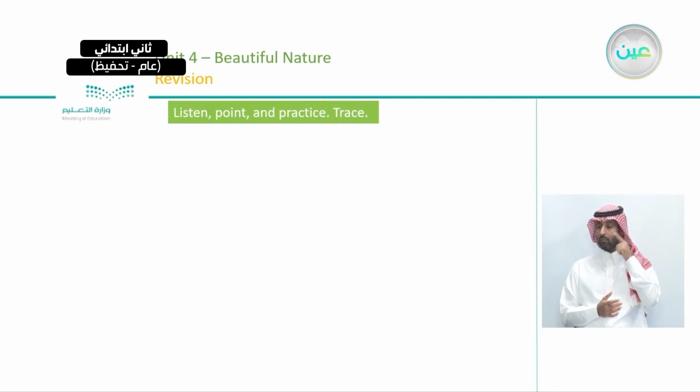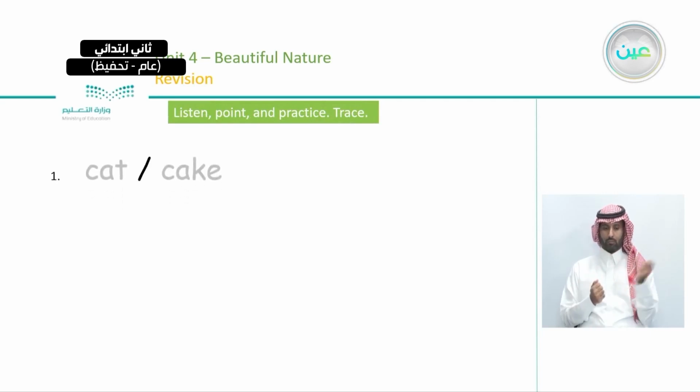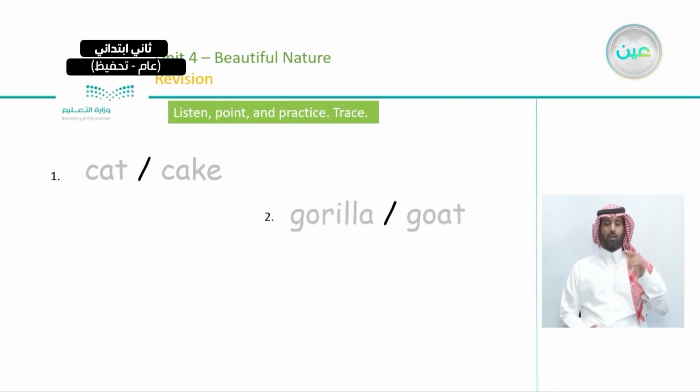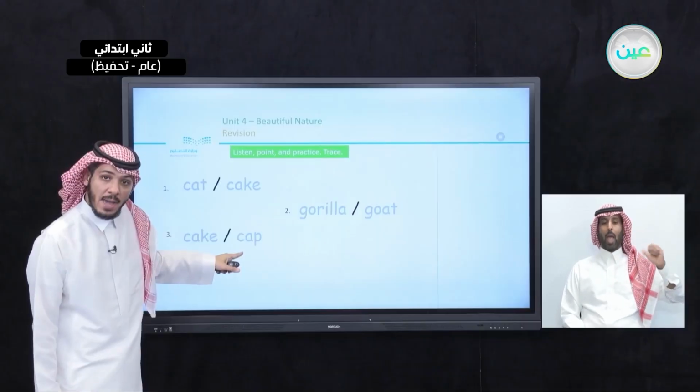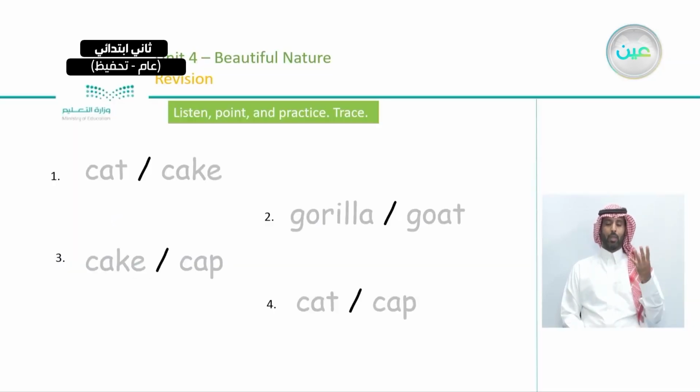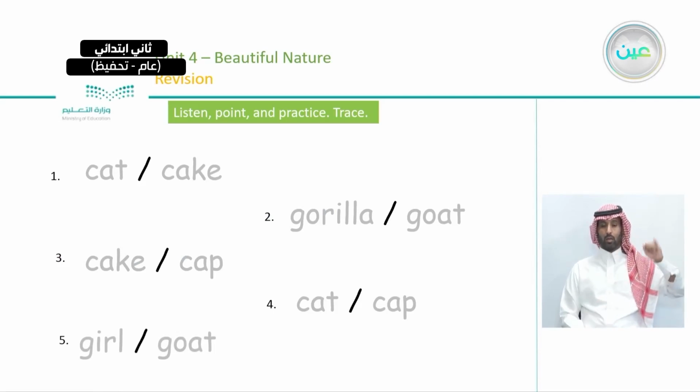Listen, point, and practice, trace. So we have number 1, cat, cake. Number 2, can you read this? Gorilla. Excellent. And goat. That's right. Number 3, we have cake. What is this? Cap. Excellent. Number 4, what is this? Cat. And we have cap. Excellent. Number 5, girl and goat.